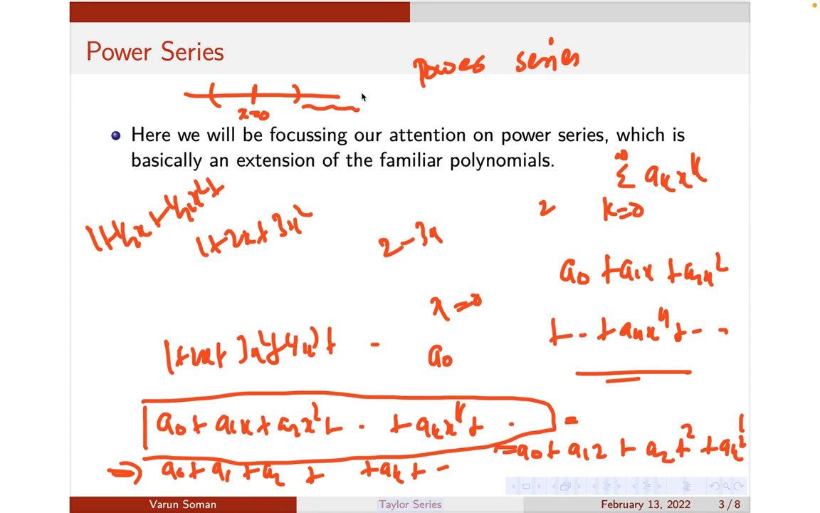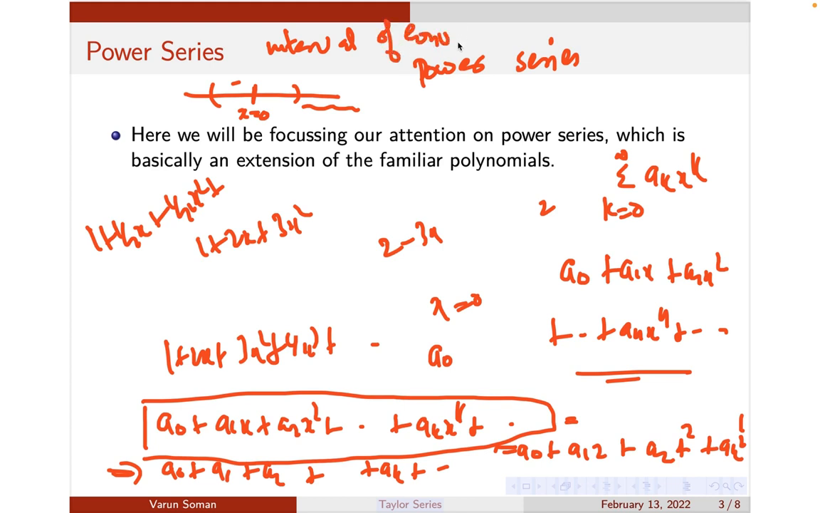I hope it is clear. So power series is always convergent at x is equal to 0, and for the other points of convergence, there is a result that it will always converge at all points around this point x is equal to 0 only. So this x is equal to 0 will be the center of that interval, and this interval is called the interval of convergence.